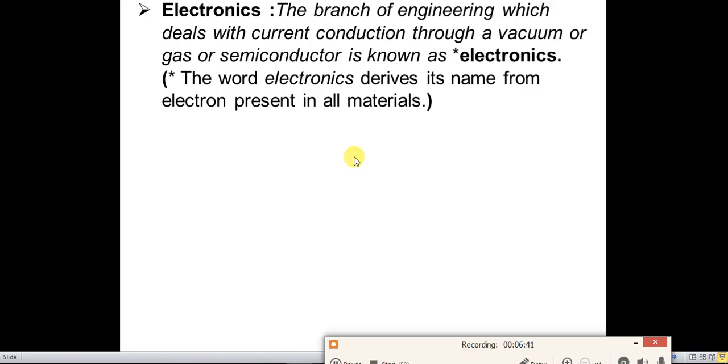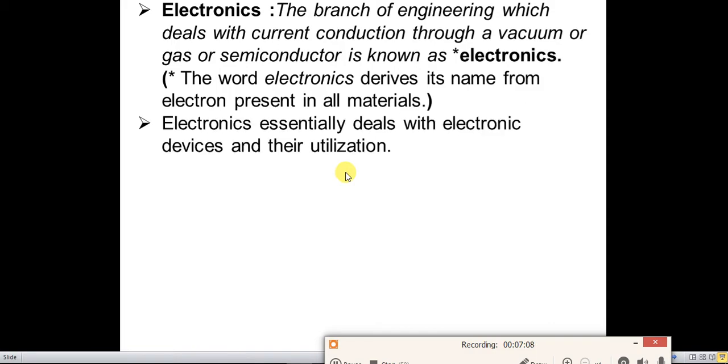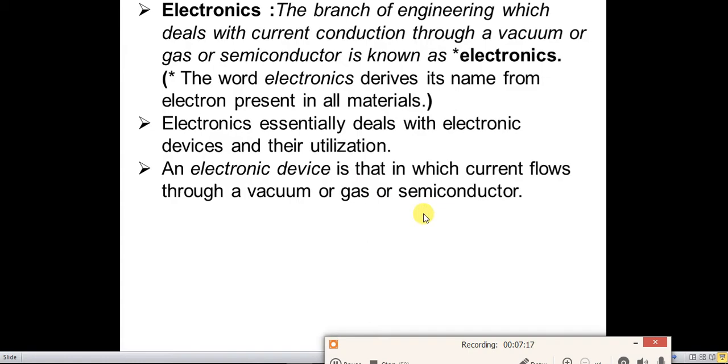The word electronics derives its name from the fact that all materials have electrons. The movement of electrons means current. What is current? Current is the flow of electrons. Now if it is flowing specially through semiconductors, we call it electronics. So electronics essentially deals with electronic devices and their utilization. An electronic device is one in which current flows through vacuum, gas or semiconductor.